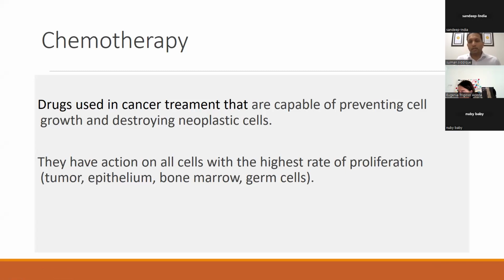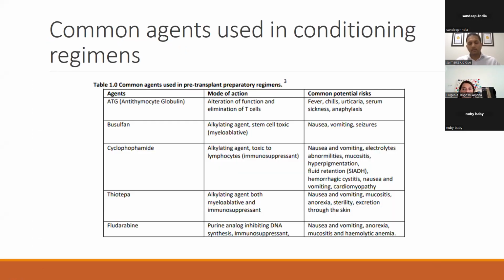So yeah, they're capable of preventing cell growth and destroying cancer cells. And we also know from last week's presentation that chemotherapy drugs act on all cells, especially cells with the highest rate of proliferation, in other words, cells that are rapidly dividing. Tumor cells are one example. They tend to divide and replicate very fast. Others are epithelial cells, bone marrow cells, and germ cells.